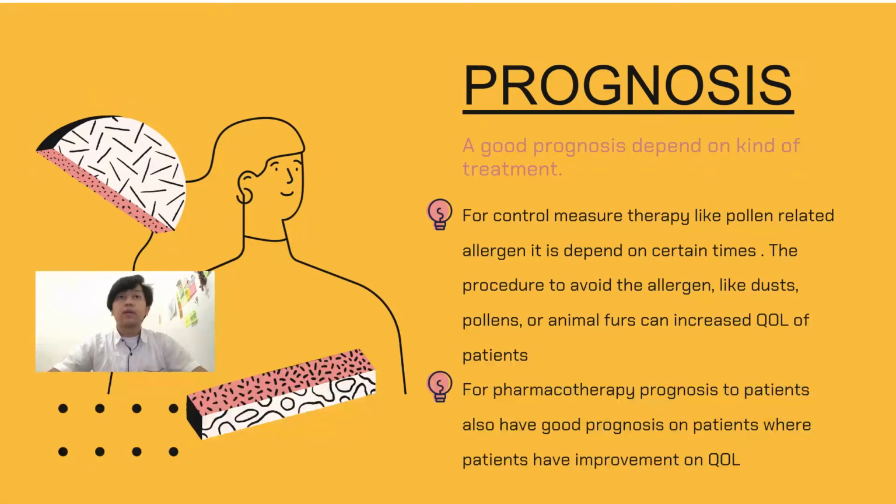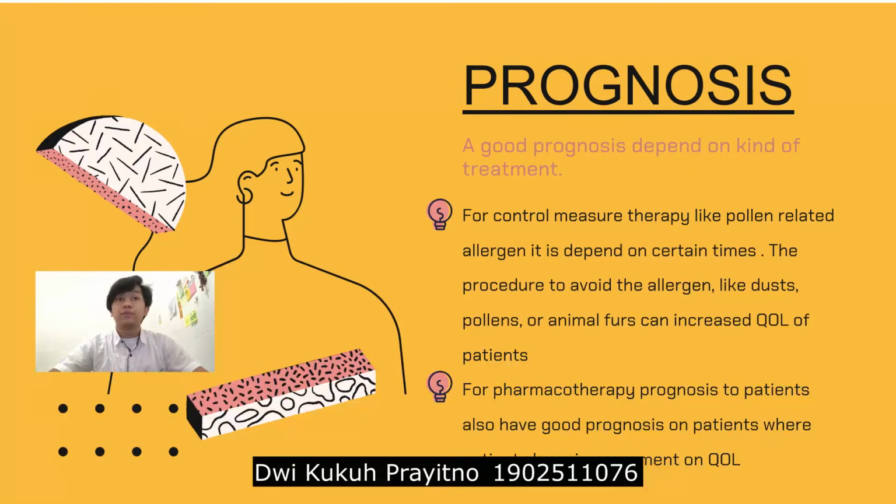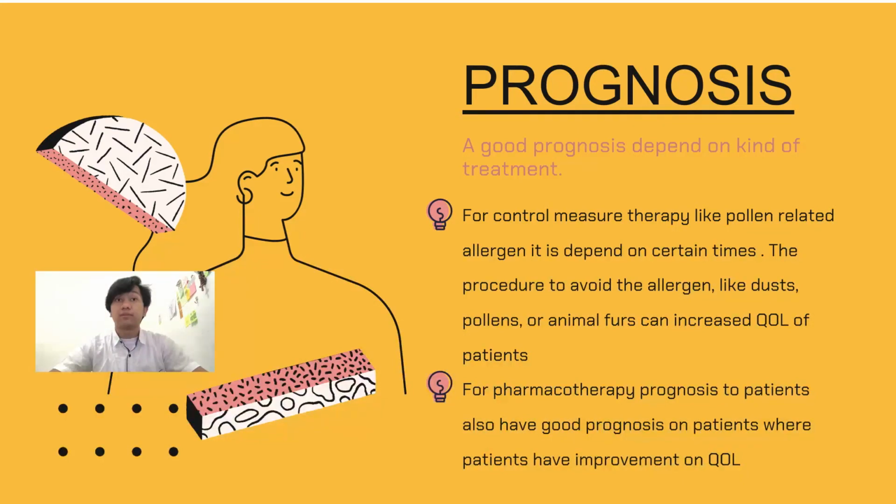Hi, my name is Duko Pratno and I will explain about the prognosis of allergic rhinitis. Allergic rhinitis mostly has a good prognosis, depending on the kind of treatments the patient receives, like countermeasures, pharmacotherapy, and if necessary, immunotherapy. For countermeasure therapy, like for pollen-related allergens, it depends on certain times like spring, when the exposure to pollen increases. The condition of patients can get worse. For example, the number of patients with allergic rhinitis because of cherry pollen increases in cherry pollen season. The procedure to avoid allergens like dust, pollen, and animal fur can increase the quality of life of patients.